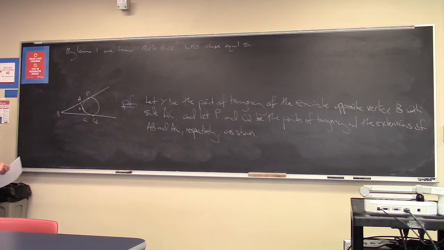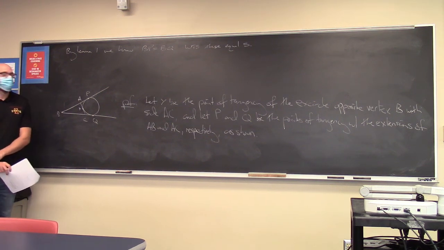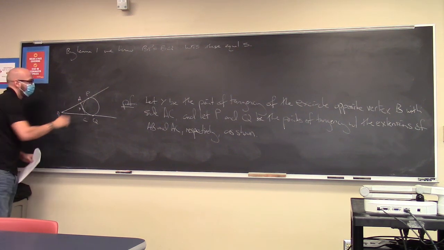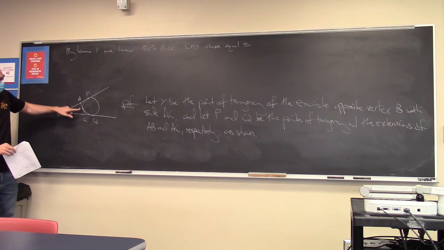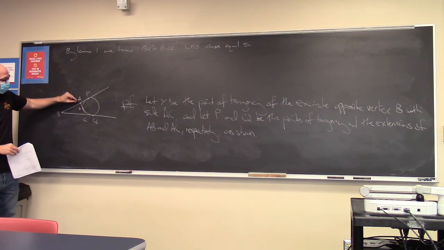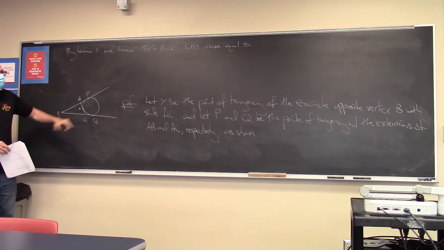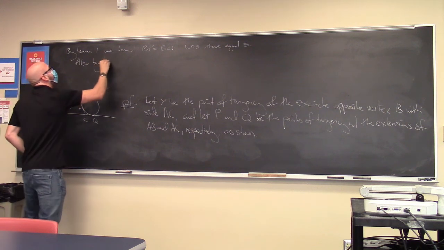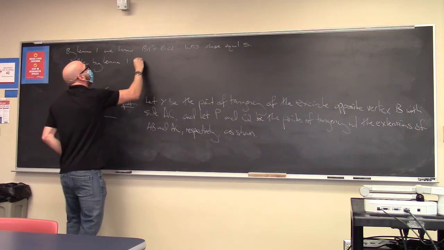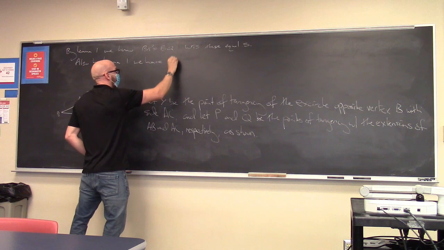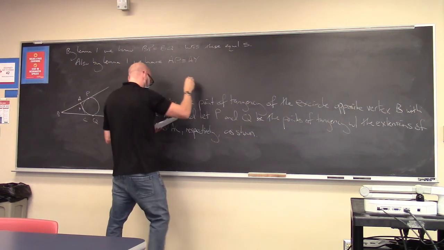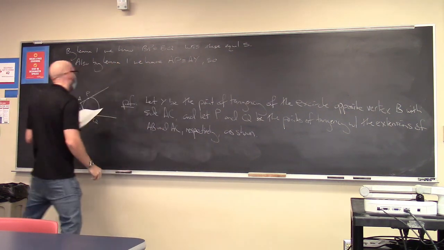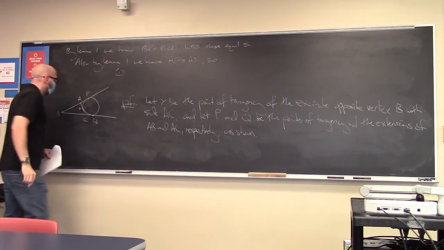Well, I'm actually going to invoke lemma 1 again, but with two other tangents from a different point. How about tangents from A? Well, AP is a tangent and AY is a tangent to the circle. So by lemma 1, AP must equal AY. So let's call this equation 1.